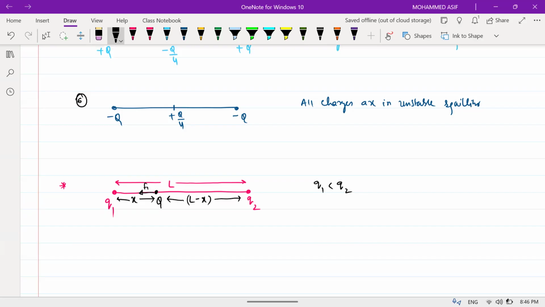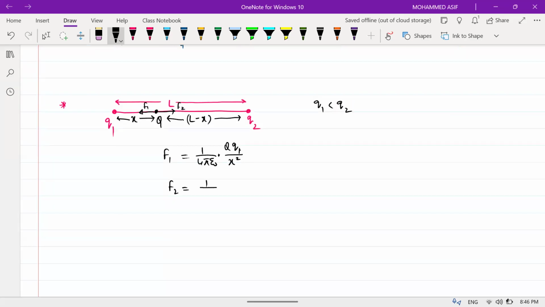Let's say this is F1. The same way this will also exert a force on this one, which is F2. Now tell me, what is F1? F1 is equal to 1 by 4 pi epsilon naught into capital Q into Q1 divided by x square. Clear? The same way, F2 is also equal to 1 by 4 pi epsilon naught into capital Q into Q2 divided by (L minus x) whole square.